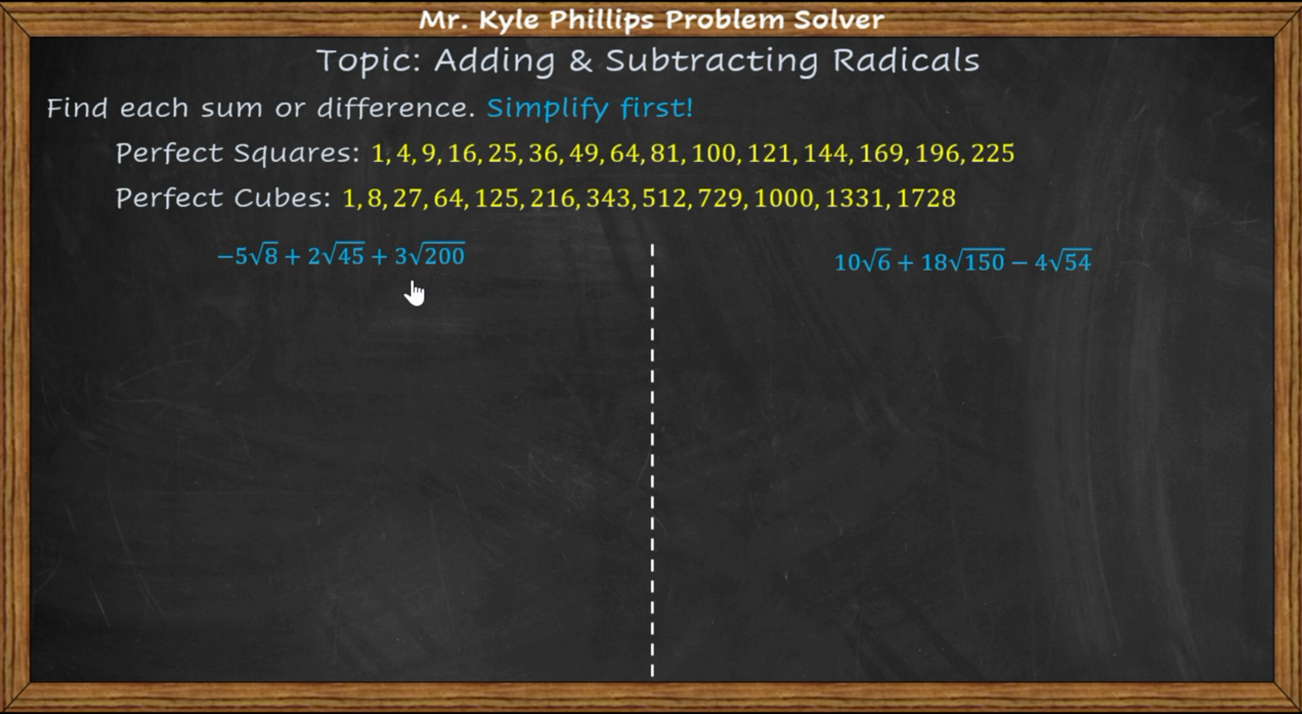So you can only combine x's with x's and y's with y's. So here we can only combine radicals that have the same number underneath. So we'll start by simplifying these.